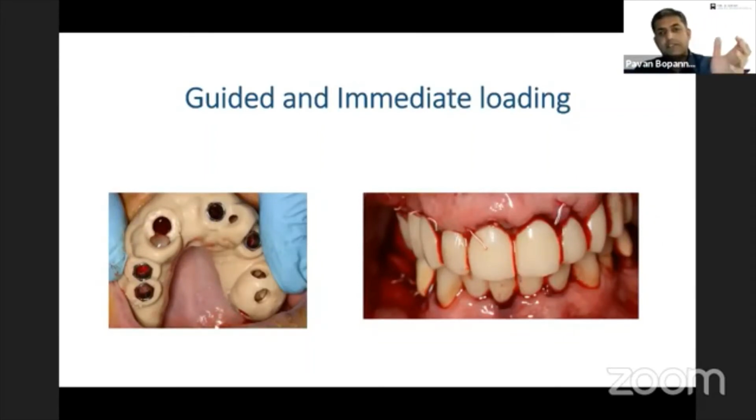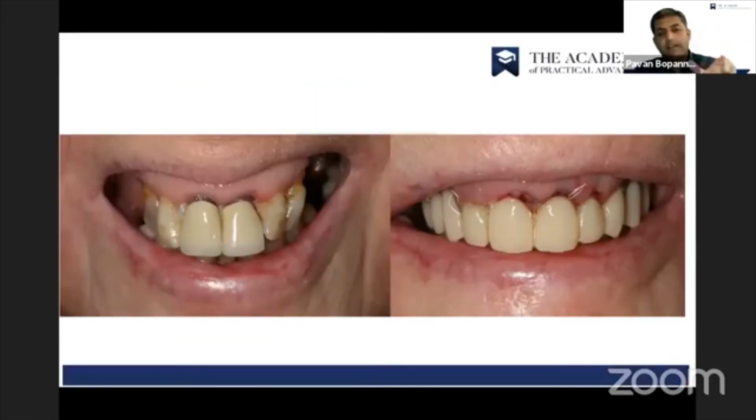So this is guided and immediately loaded. I went completely guided with this lady. She was an 80-year-old, and she wanted teeth all of a sudden, and she wanted it really, really soon. She definitely couldn't wait. So we thought, is it possible? Can we do an immediate? And we did all the planning, and we decided, yes, we can.